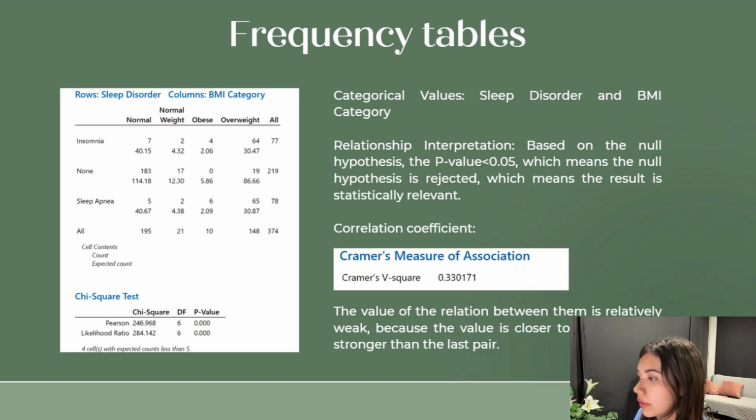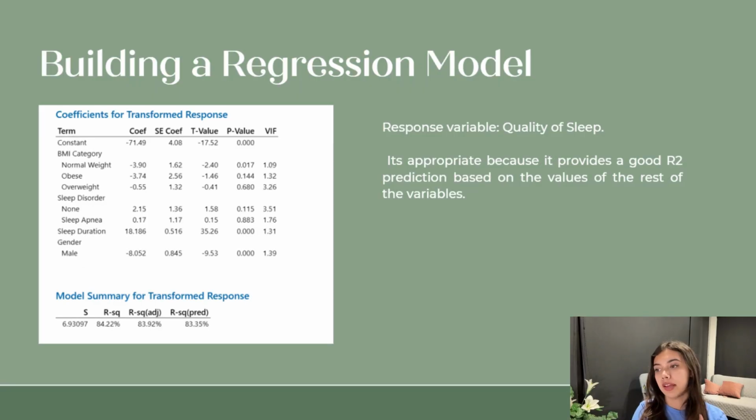Then the second frequency table, we got categorical values that are sleep disorder and BMI category. The relationship interpretation based on the null hypothesis, we also got that the p-value is smaller than 0.05, which means the null hypothesis is rejected, which means the result is statistically relevant. The correlation coefficient, or the Cramer's measure of association, is 0.33. The value of this relation is relatively weak because it's closer to 0, but a little stronger than the last comparison. Then building a regression model.